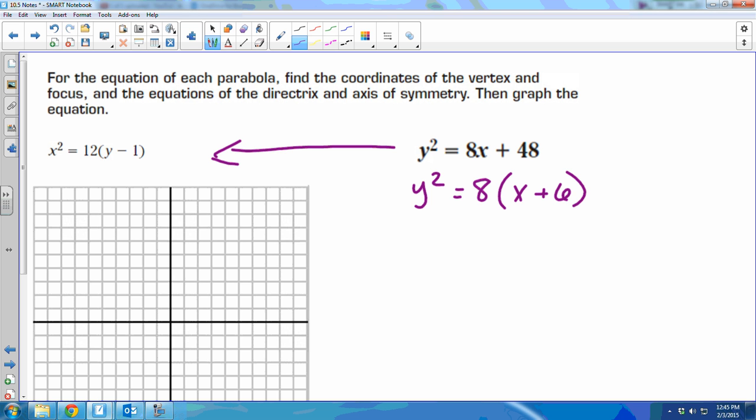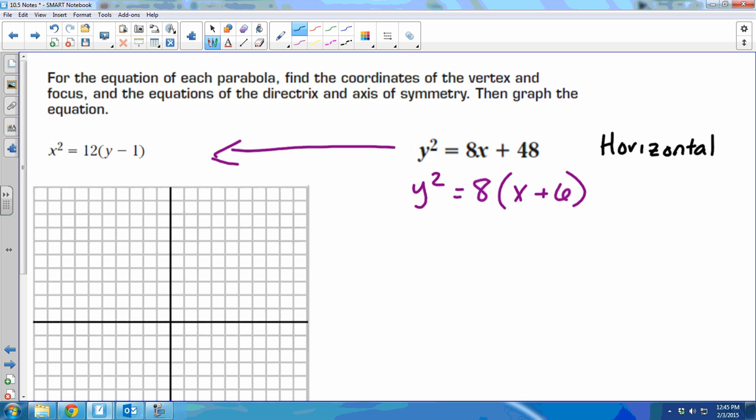So is this horizontal or vertical? Horizontal. Again. Oh my gosh, we just went over that. Y squared is always horizontal, okay, and x squared is always vertical. Correct.